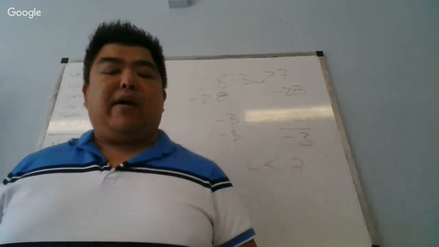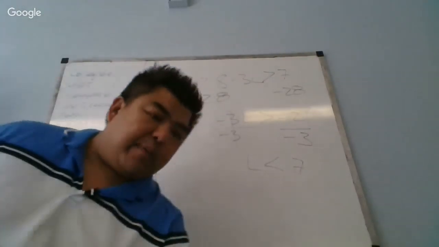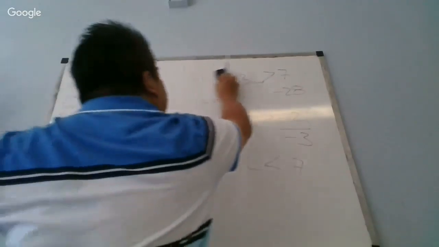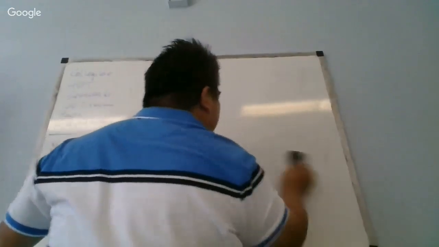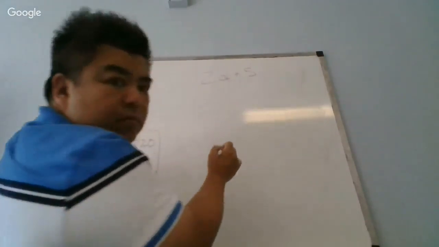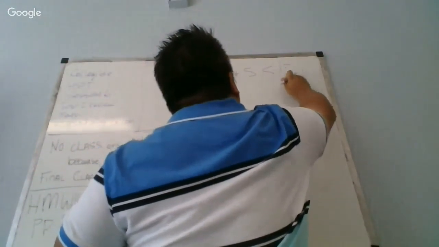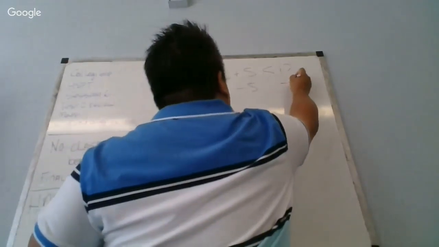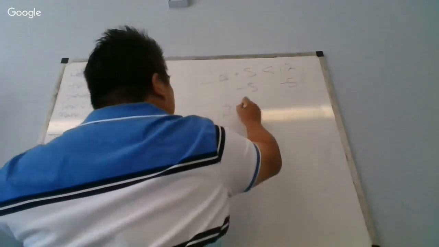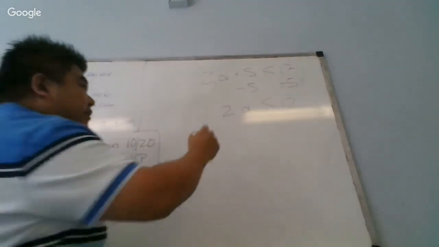Olivia, did you get number 14? I got A for number 14. Okay, that's right. Let's talk about it. How'd you get there? So I first subtracted 5 from both sides. And then I got 2D is less than 12. And then I divided both of them by 2. You divided by 2 on both sides.